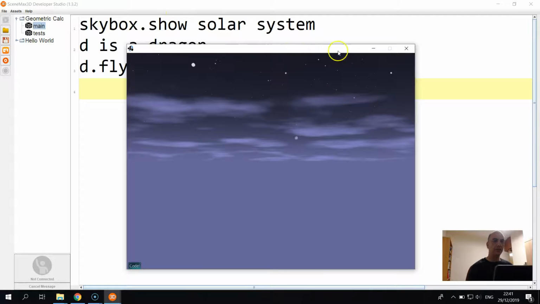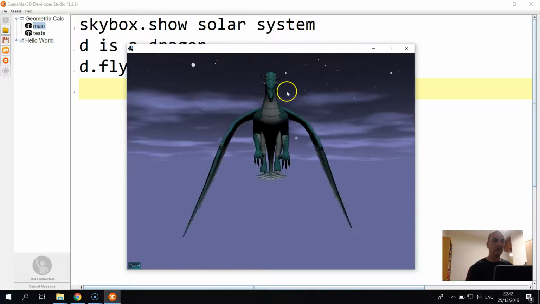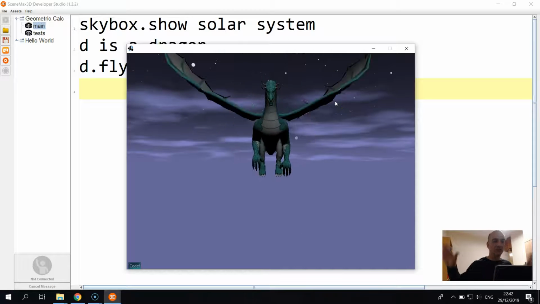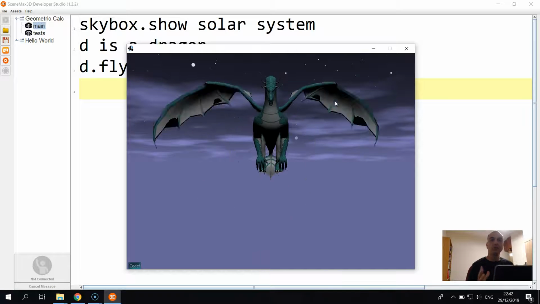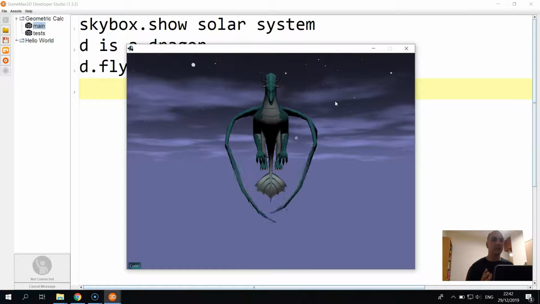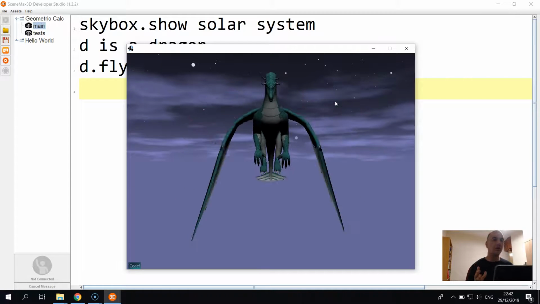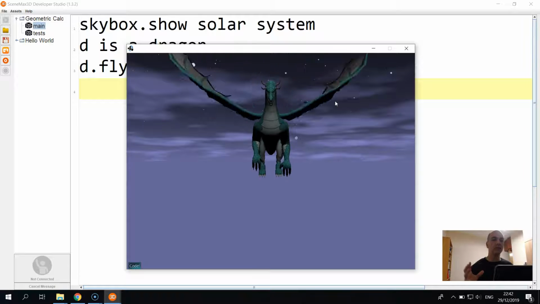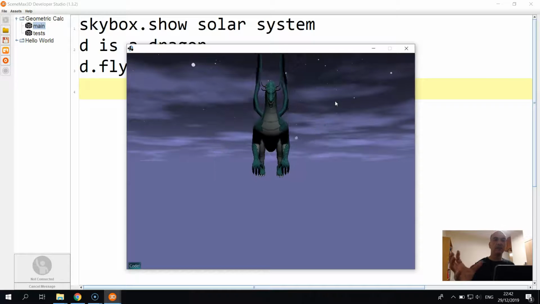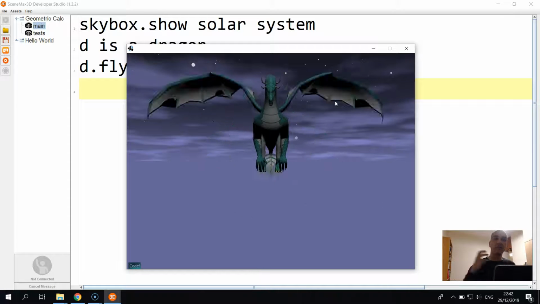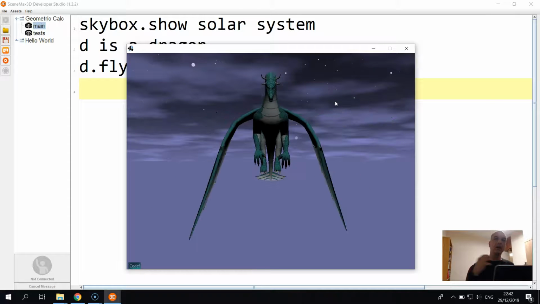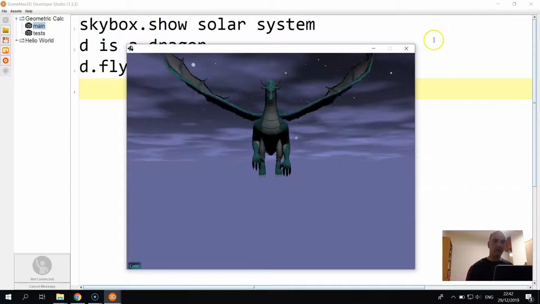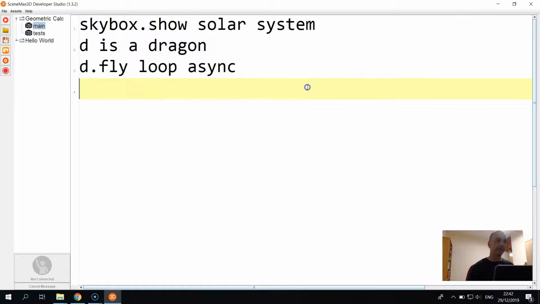And here we have our solar system with skies and everything, and the dragon which is flying. Now, what I want to use the geometric calculations for is to make some kind of ball, sphere, rotating in 3D space around this dragon. So how do I do that?